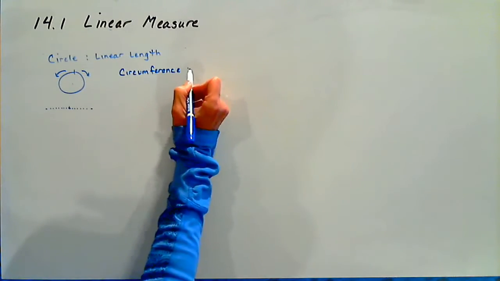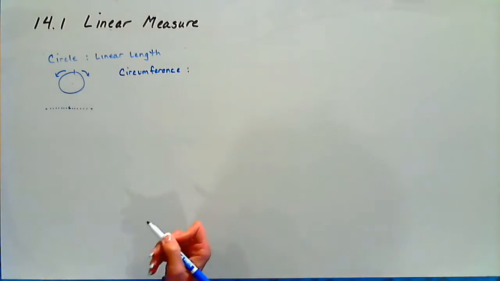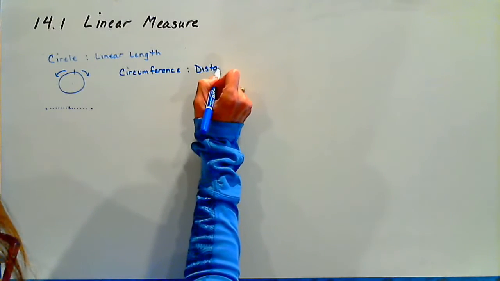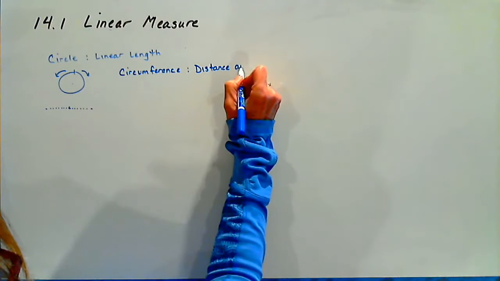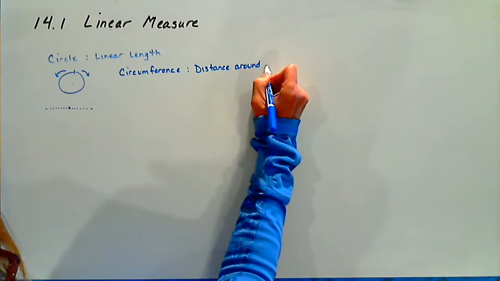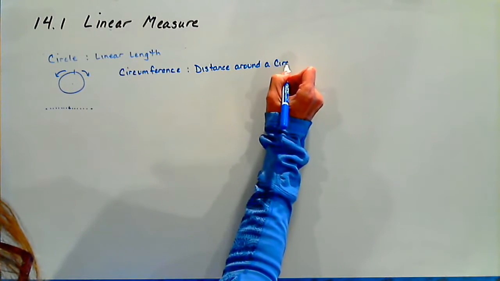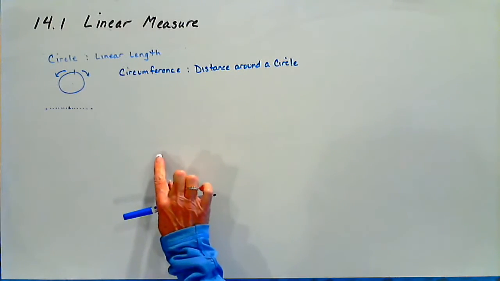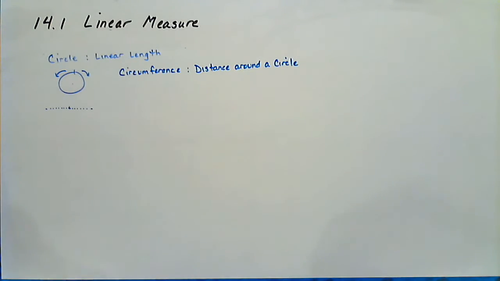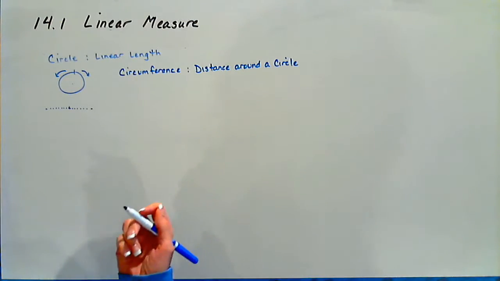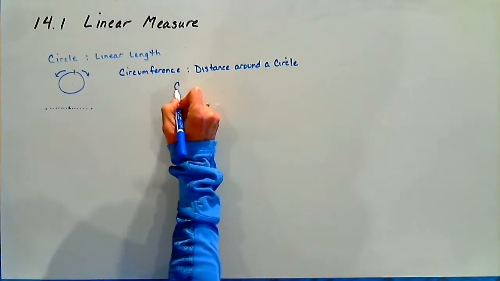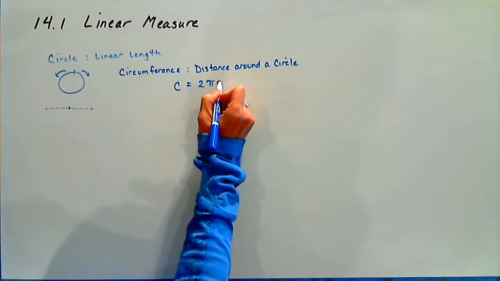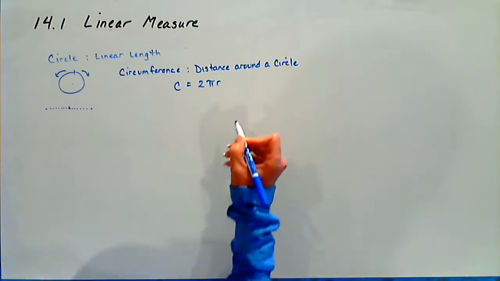We cannot call it perimeter because we don't have side lengths to add up. And again, the easiest way is to think of wrapping paper. When you unroll the wrapping paper, it forms a line on your counter to wrap your present. So the formula for circumference is 2 times pi times the radius.